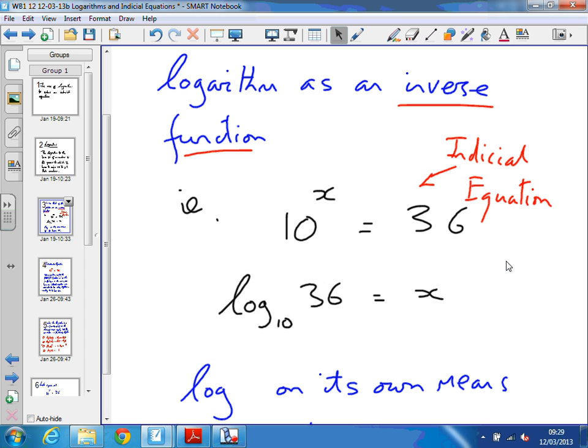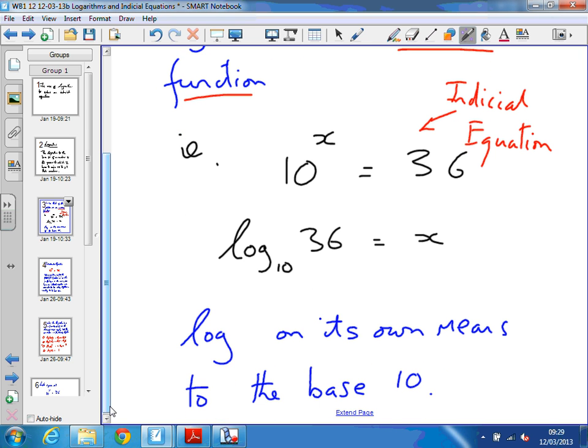Logarithms are a bit like the inverse of to the power. So if 10 to the power x is 36, then we say the logarithm to the base 10 of 36 is x. And you've got that button on your calculator. Logarithm to the base 10 is used so often that we often leave the 10 off. So logarithm on its own means to the base 10. If you look at your calculator, you'll see a log button.